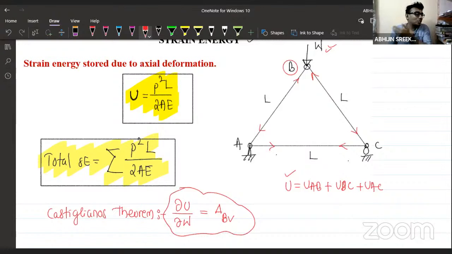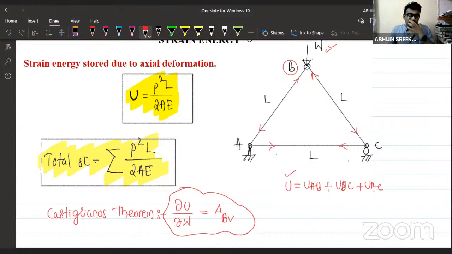What will happen if I need to calculate the horizontal displacement? In this question, if I am asked to calculate the horizontal displacement, what will you do? Which method will you prefer if you are asked to calculate the horizontal displacement? Anyone? Unit load method. Perfect answer.